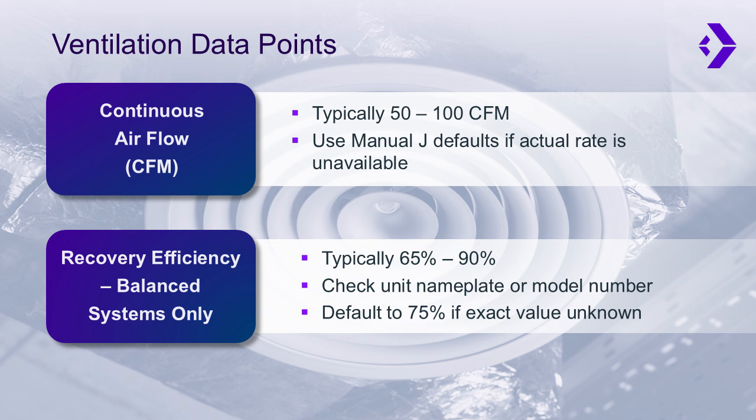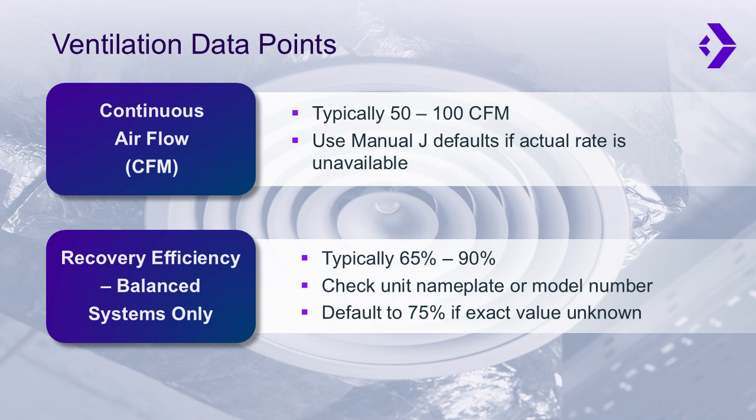Second, and this only applies to balanced systems, you need to document the recovery efficiency rate. This is typically between 65 and 90%. You can see the rate on the unit's nameplate, or by looking up the unit based on its model number. If you can't find it, a default of 75% is likely sufficient.